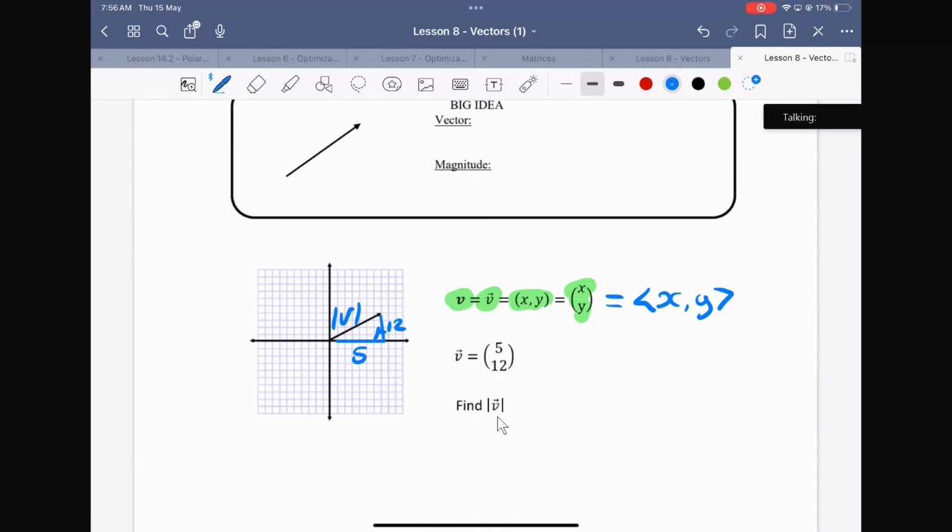You get to go. Yeah, so Pythagorean identity, a squared plus b squared equals c squared. So the square of 5 is 25, the square of 12 is 144. Added together is 169, and the square root of that is 13. So the vector has a magnitude of 13.